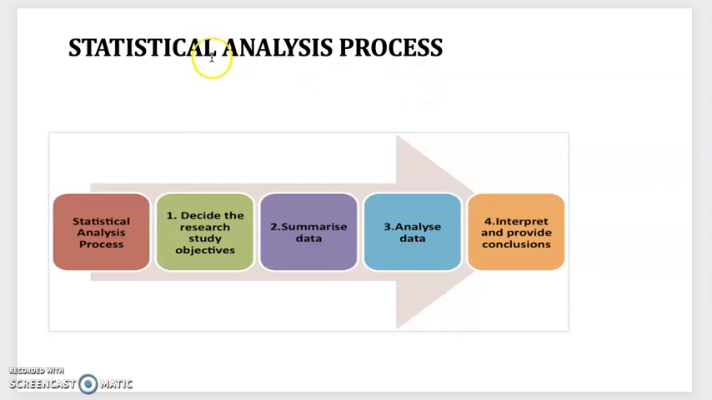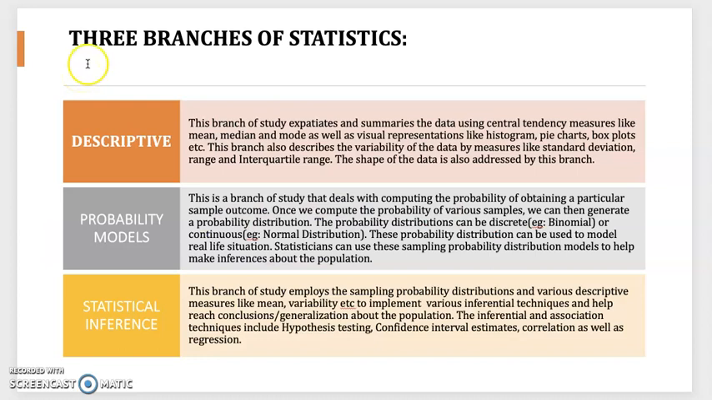The statistical analysis process includes, first, deciding the research study objective. You summarize the data, analyze the data, and interpret and provide the conclusion. Of course, after you have your study objective, we see how to find the population to get the sample. Then we summarize data, analyze data, and interpret and provide the conclusion. Basically, we have three different branches of statistics: descriptive, probability model, and statistical inference.